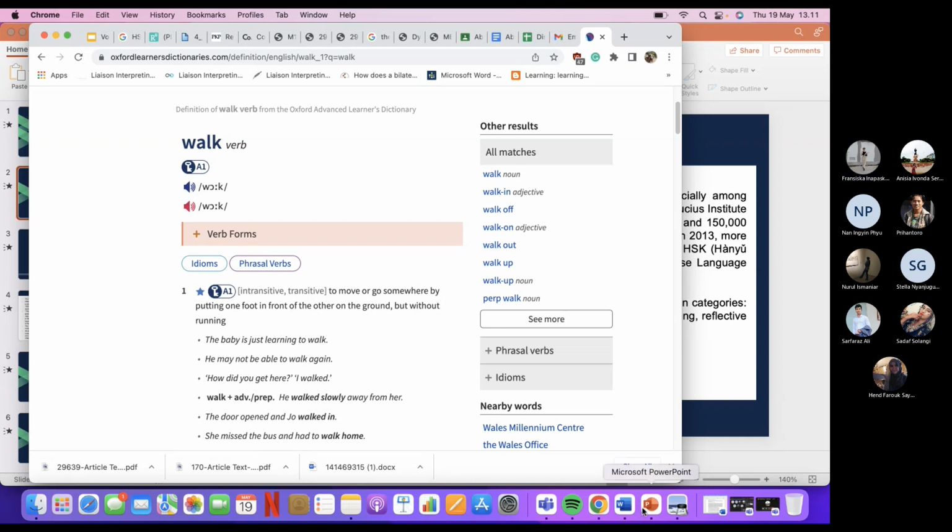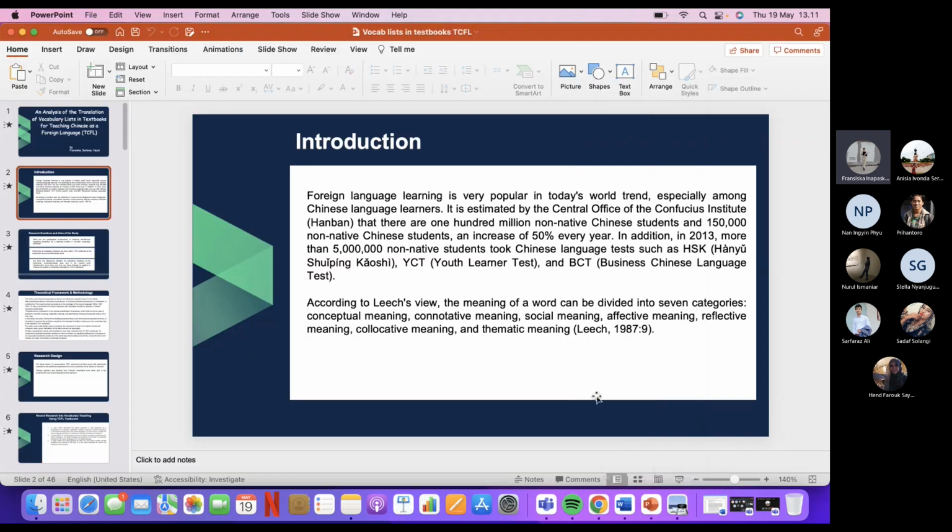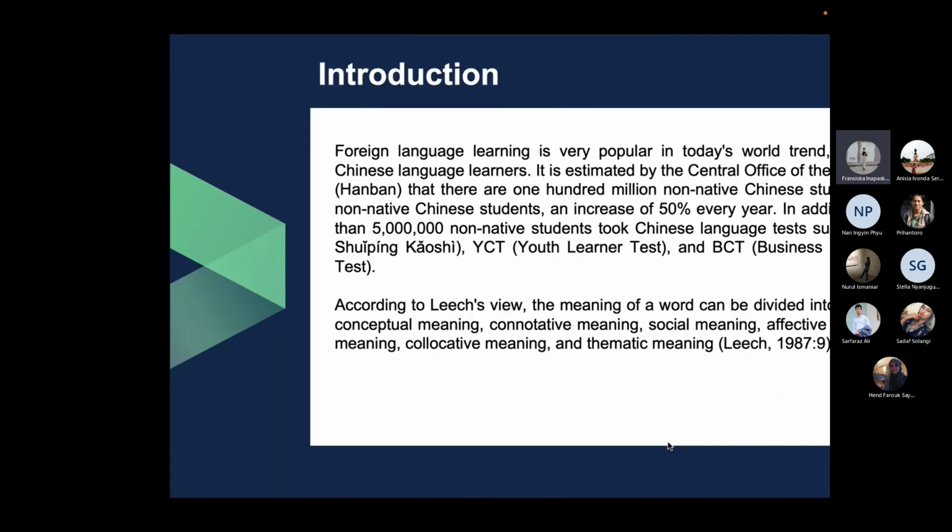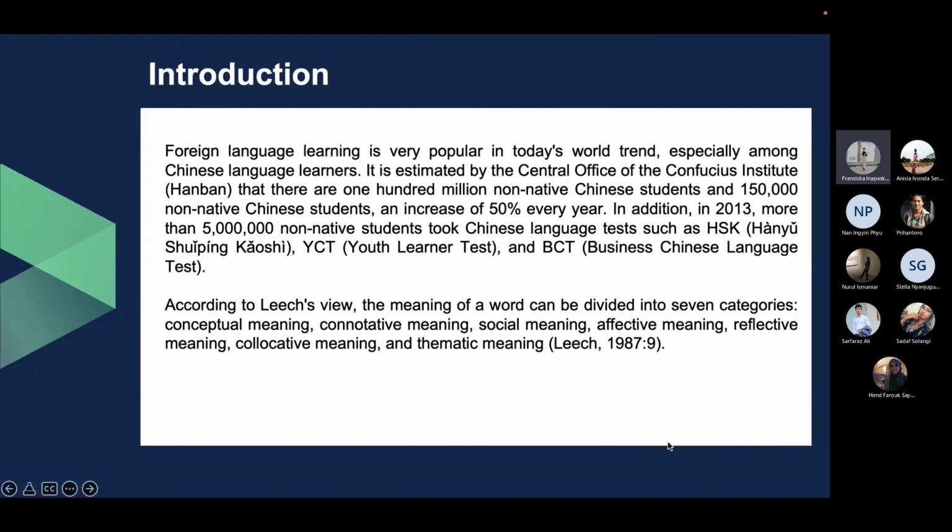So it is related to semantics. There is no subtext. It's straightforward and literal, the dictionary definition of the word. So it's also what we can call denotation or cognitive meaning.